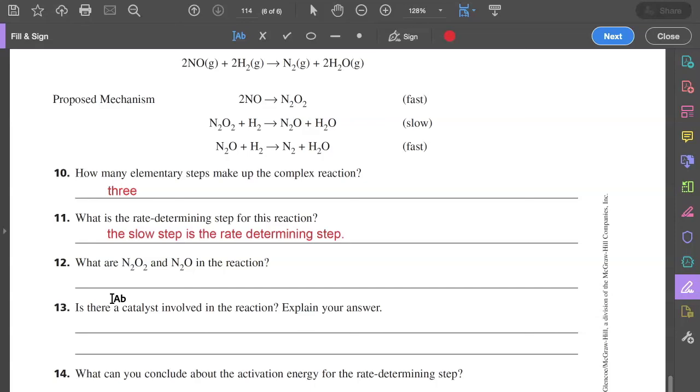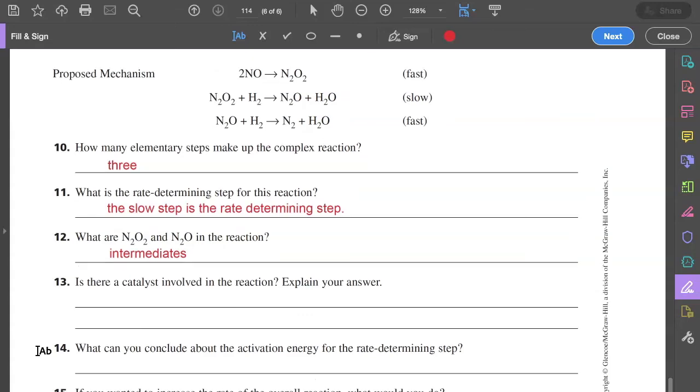Number 12, what are N2O2 and N2O in this reaction? Since N2O2 and N2O are produced in one reaction and then used up in another, those are both, of course, intermediates.